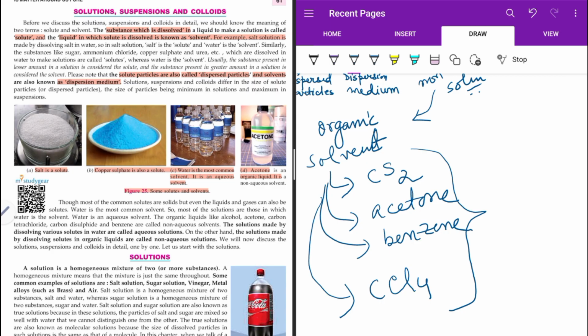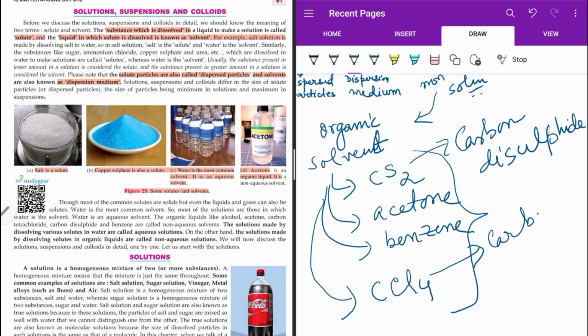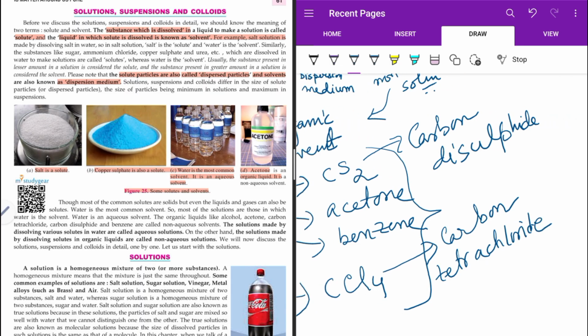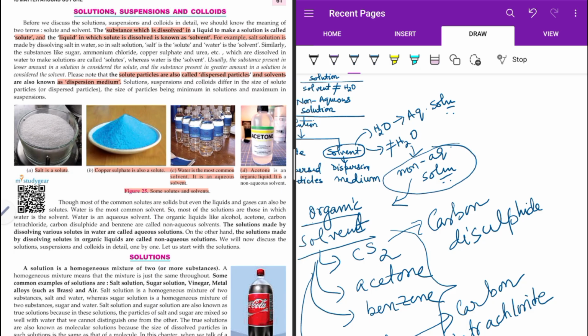Non-polar solute will dissolve in organic solvent, and non-polar solute generally is organic solute. What I said for CS2 is known as carbon disulfide, and CCl4 is carbon tetrachloride. Tetra means 4, so it is known as carbon tetrachloride. These are acting as organic solvents, and they form non-aqueous solution.